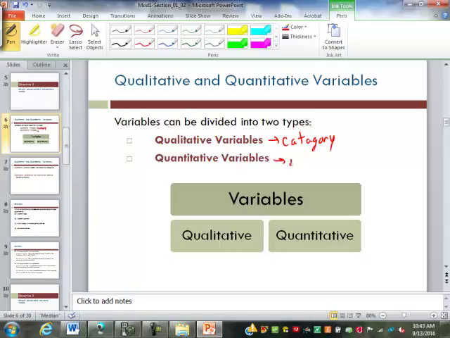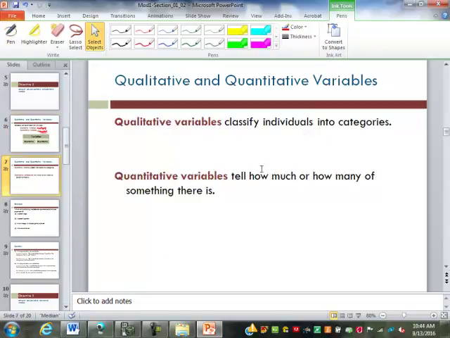Quantitative is numerical. There's a big division in the numerical variables that we'll look at in a minute. You might ask, how many children do you have? Your answer to that question is going to be a number. That puts you in a quantitative variable. How tall are you? Your answer is going to be a number. So this puts you into a quantitative variable. You're answering a number to the question.